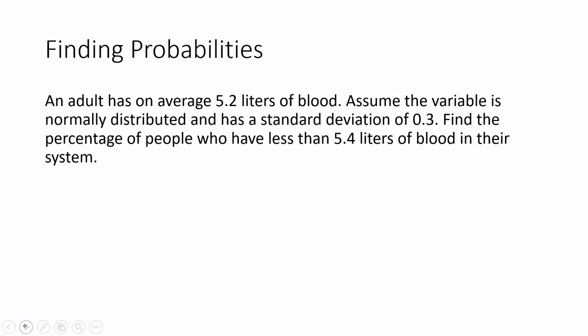All right, so an adult has on average 5.2 liters of blood. We want to assume that variable is normally distributed and has a standard deviation of 0.3. Our job is to find the percentage of people who have less than 5.4 liters of blood in their system. This is an example out of the textbook, as will be everything in this lesson. So hopefully you've read and have a general idea of what we're going to do here.